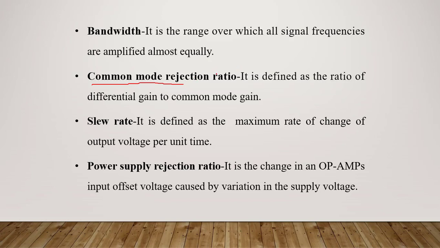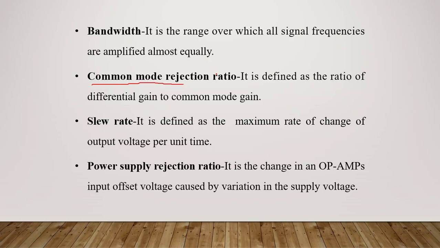And another one is known as slew rate. It is defined as the maximum rate of change of output voltage per unit time. That is nothing but how much time is taken to change on the output side. Okay, that is usually called slew rate. In other words, rate of change of output voltage per time.